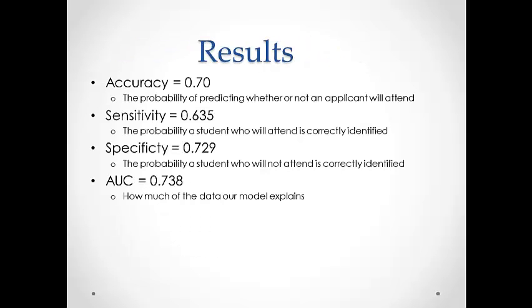Analyzing our logistic regression showed that it's actually a pretty good model. It correctly predicted 70% of the students who would or would not attend Augustana in the fall. Looking at sensitivity and specificity, which is the probability that a student who will attend is correctly identified and a student who will not attend is correctly identified respectively, shows that our model is also pretty good at this. Sensitivity equals 0.635 and specificity is 0.729 out of 1. Most important is our AUC value of 0.738. This shows how much of the data our model explains, and what AUC means will be explored in the next slide.